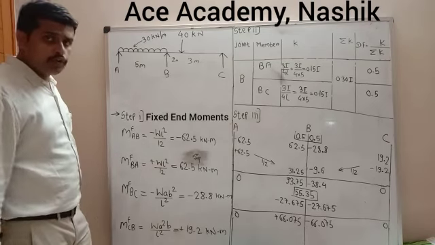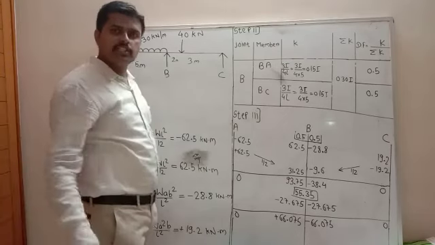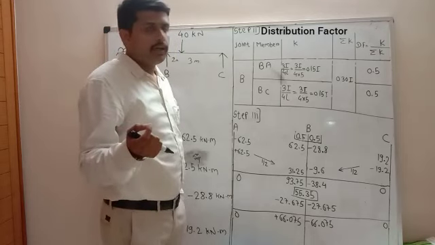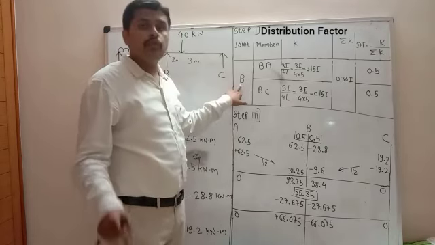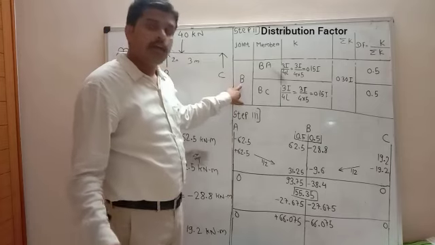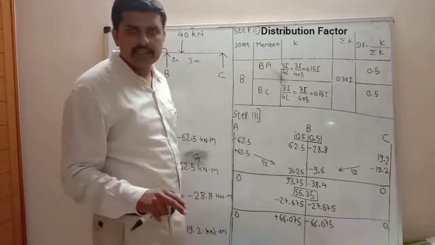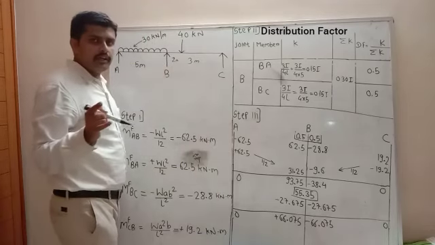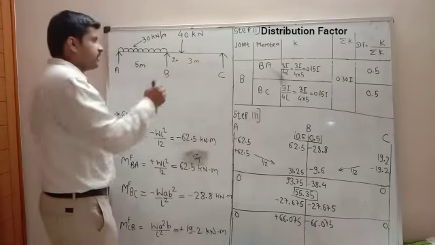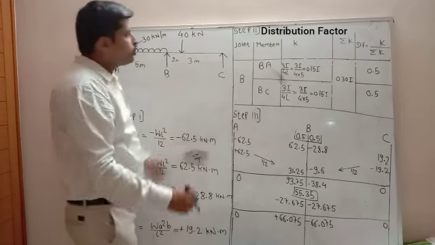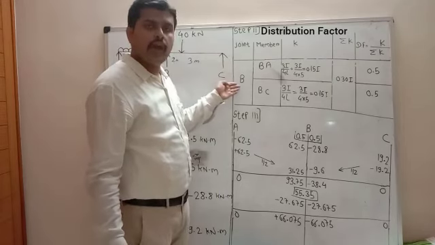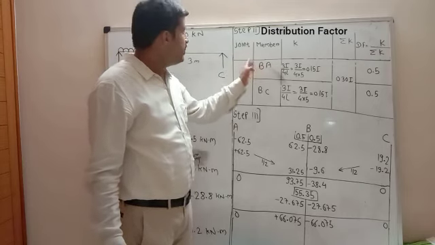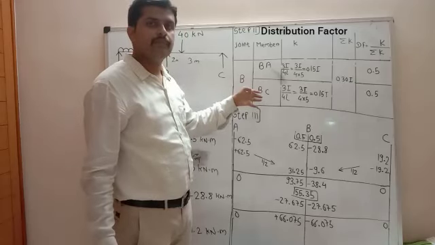Now moving on to step number 2, that is distribution factor. As I have already told, we have to write the joint in which two members are connected. So B is the only joint in which two members are connected, that is BA and BC. So in the joint column we have to write only joint B. So the members will be BA and BC.